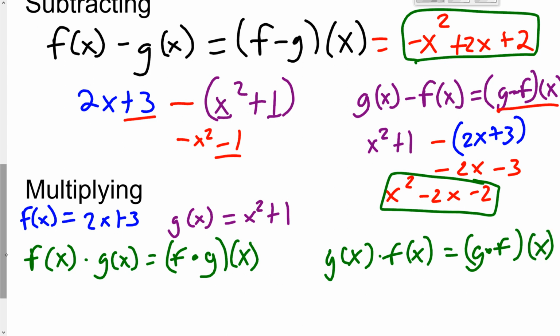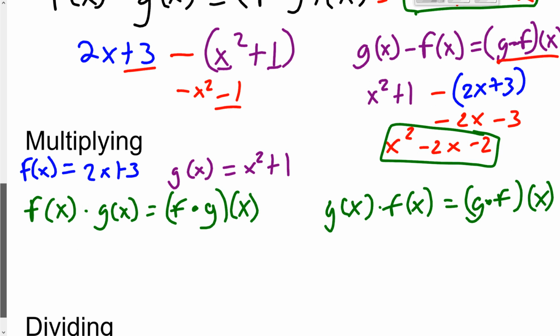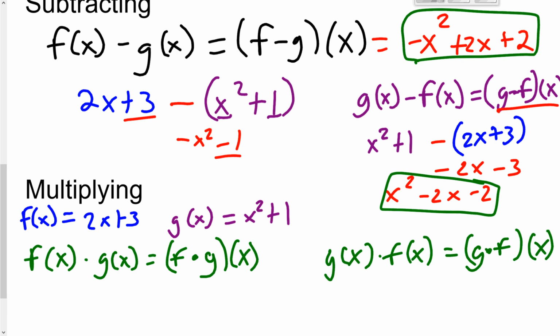Okay, so let's go ahead and multiply these. Like I said, 3 times 2 is the same as 2 times 3, so it really doesn't matter. When they ask you to multiply, these two will be the same. So let's go ahead and multiply. Let's take f, 2x plus 3, and let's multiply it by x squared plus 1.